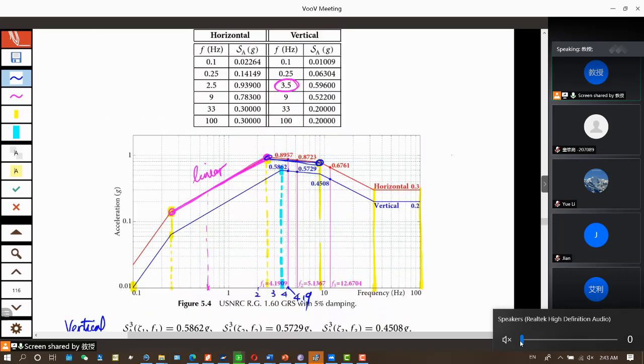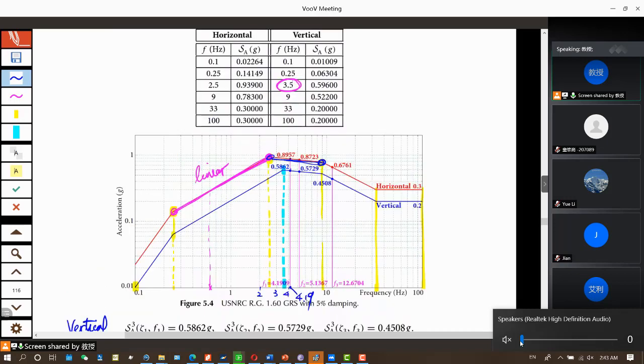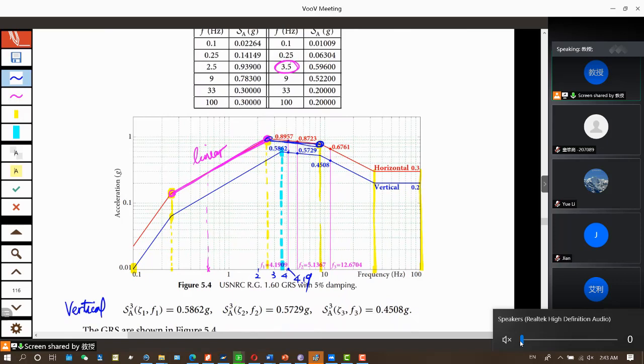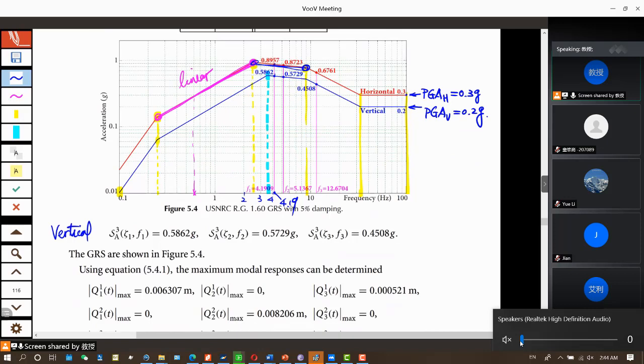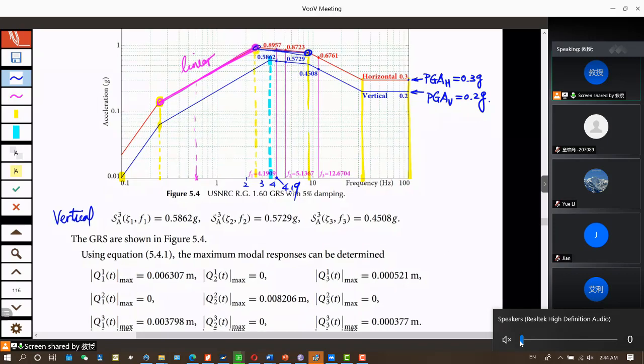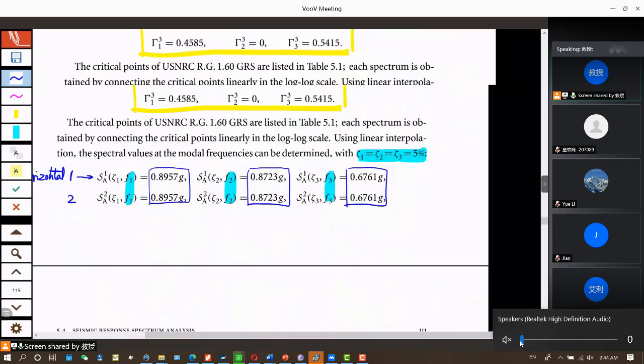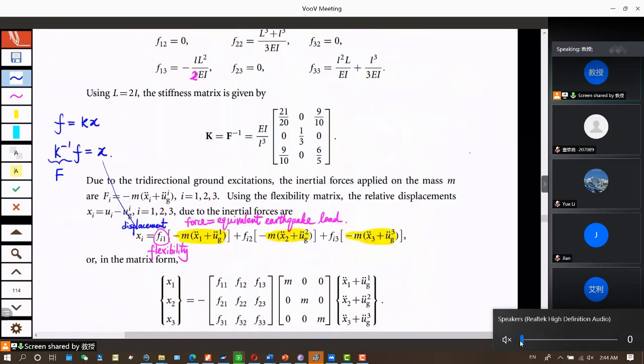Okay, so once we have this, we can use our equation for the modal response, 5.4.1. So you check 5.4.1 and then evaluate the maximum modal response. Okay, so we combine to find the relative displacement given by this.